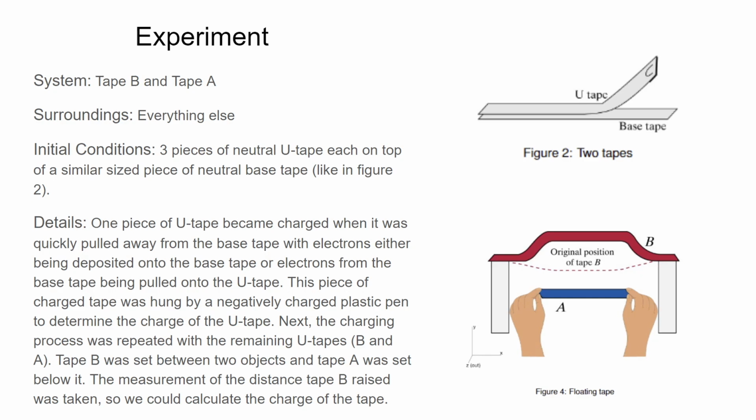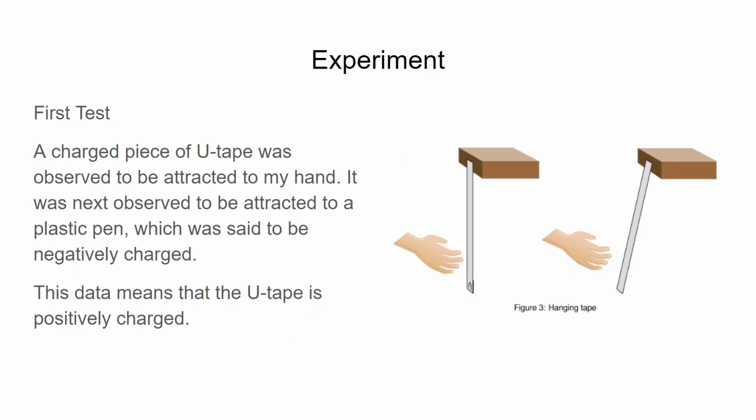Tape B was set between two objects and tape A was set below it. The measurement of the distance tape B raised was taken so we could calculate the charge of the tape. First test: a charged piece of U-tape was observed to be attracted to my hand. It was next observed to be attracted to a plastic pin, which was said to be negatively charged. This means that the U-tape is positively charged.